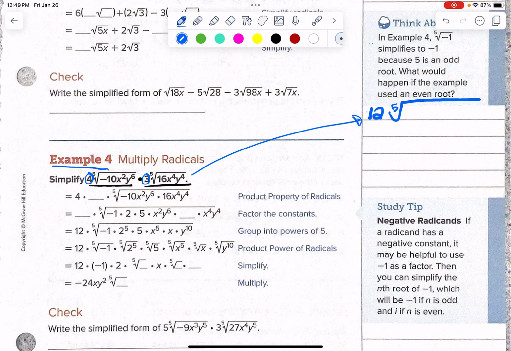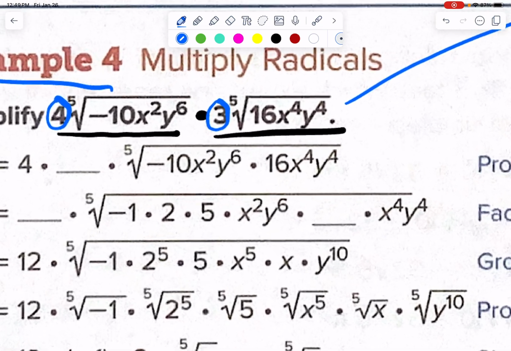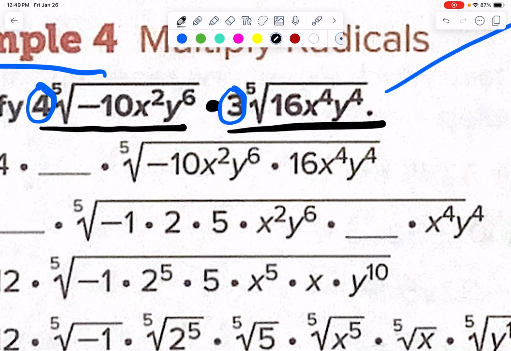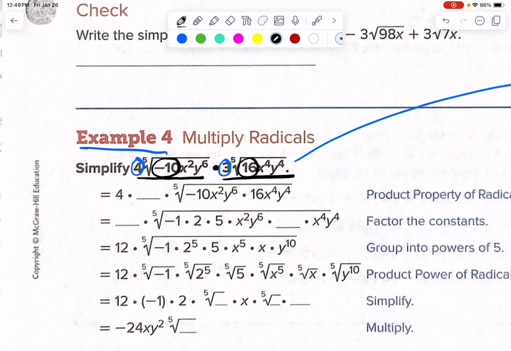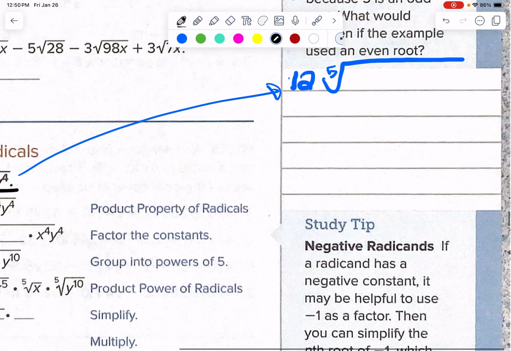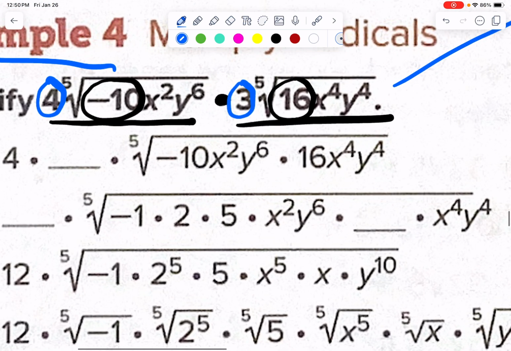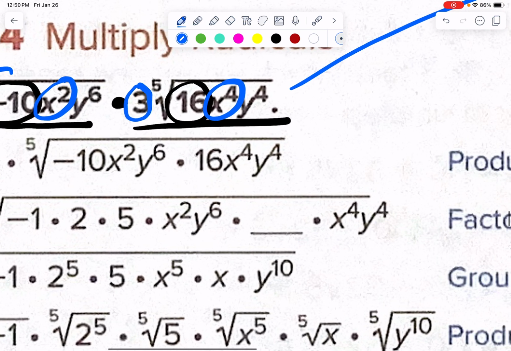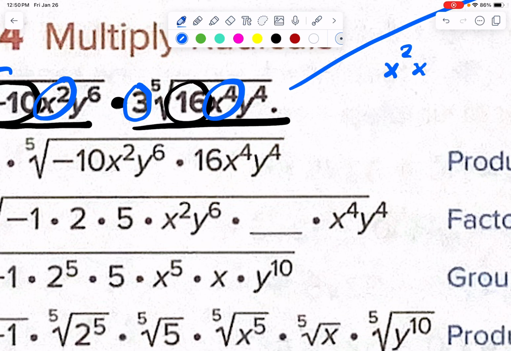Okay. All right, so when I do the stuff underneath, I want to multiply this number by this number. So the negative 10 and 16 can go together. Negative 10 times 16 is negative 160. Negative 160, okay? Then I want to put the x's together and the y's together. So I have x squared and x to the 4th, okay? And when you have them like that, you are going to add the exponents, okay? So if it's like x squared and x to the 4th power, that becomes x to the 6th power. That's when I'm adding exponents.